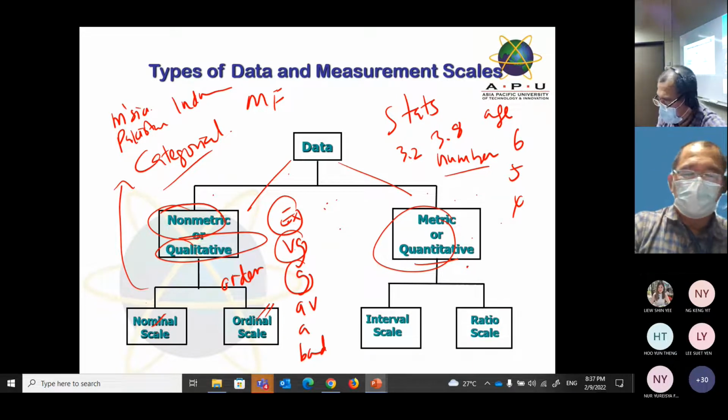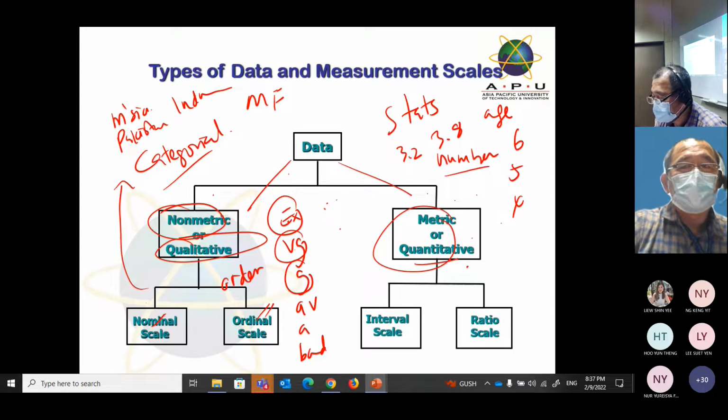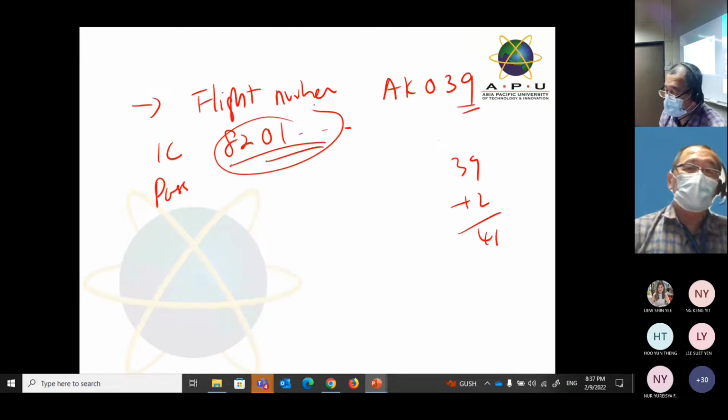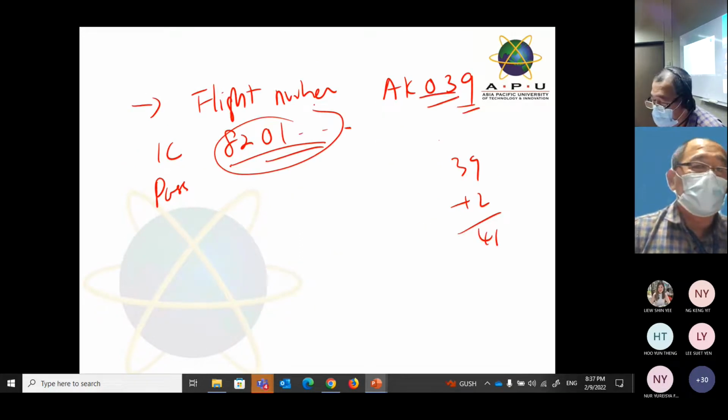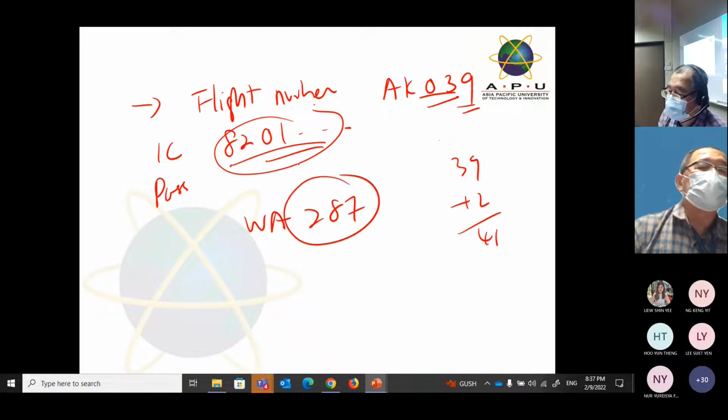But again, the number, if the number is not necessarily metric, you want some meaningful data. You want some meaningful number. A flat number has no meaning. Your car plate also has no meaning. For example, let's say A 287. This one is meaningless.